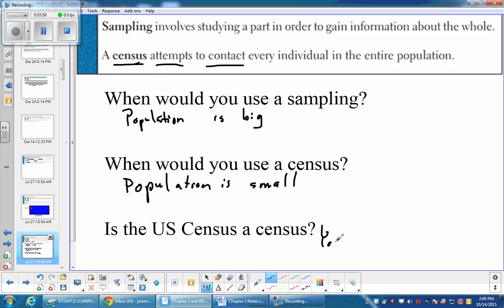So yes. Now, if they used a definition of census where they actually contacted every individual, the answer would be no, because there's some people that are just hard to find, and so then it would be no. All right, now hopefully you can do it on your own.